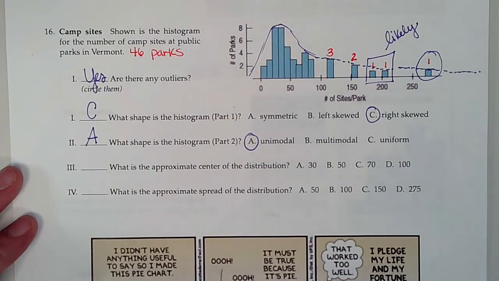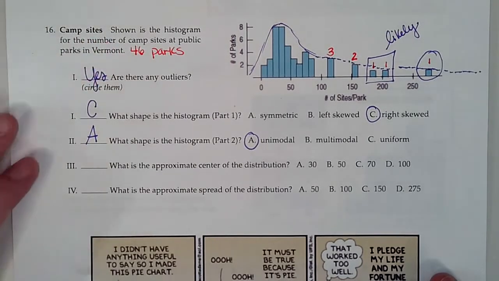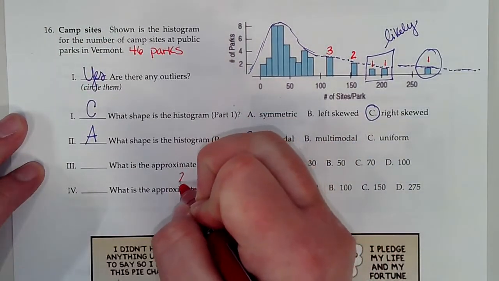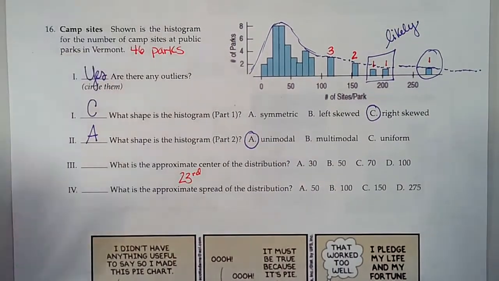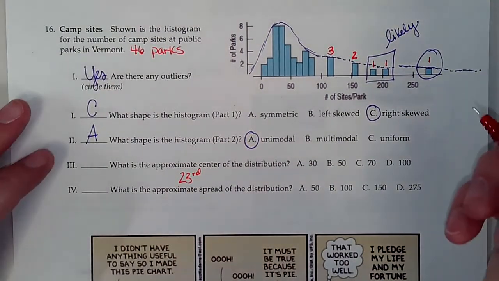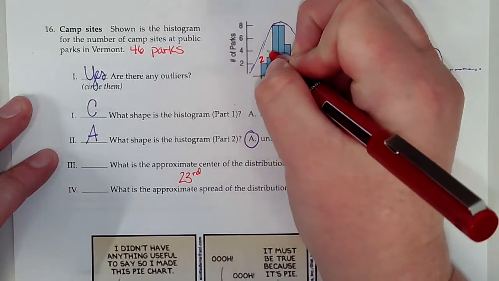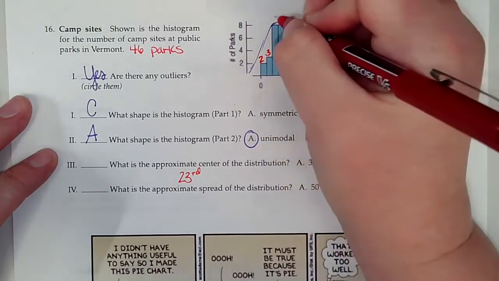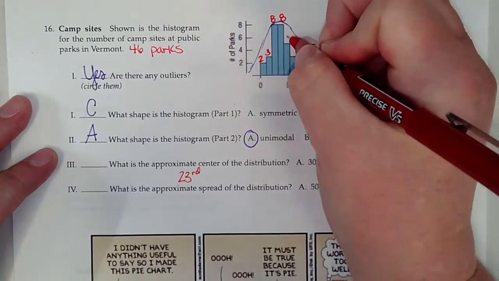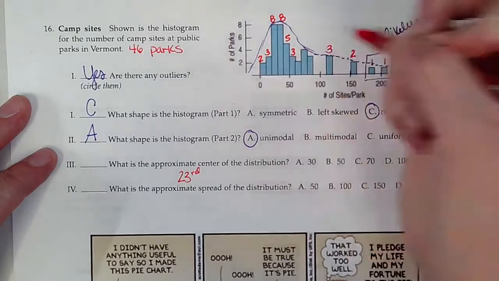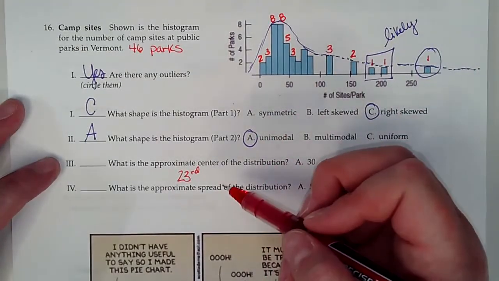Next, the approximate center of the distribution. If we know there are 46 parks, that means we're looking for the piece of data that falls about in the 23rd spot, halfway through that 46. So I need to figure out the heights of these bars. This looks like a 2. This one's a 3. These 2 here at the top are both 8. This guy's probably a 5. This one's a 3. I think that should be enough for us to get to the 23rd value.